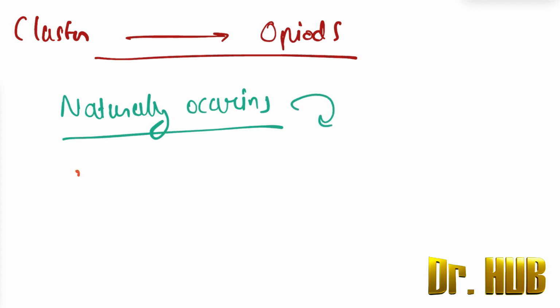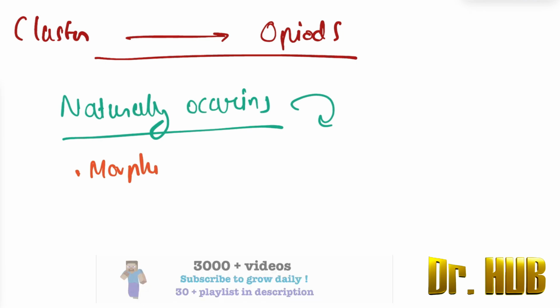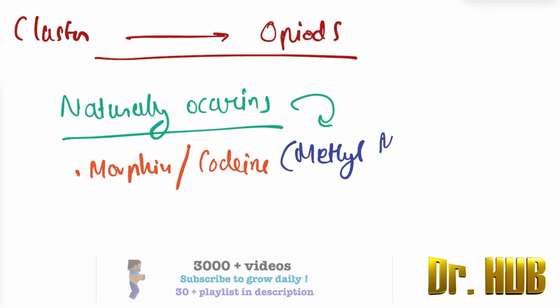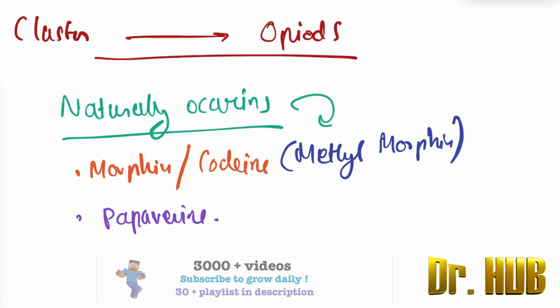This includes morphine. Next comes codeine, which is methyl morphine. Next comes papaverine, and then thebaine. All these are naturally occurring.